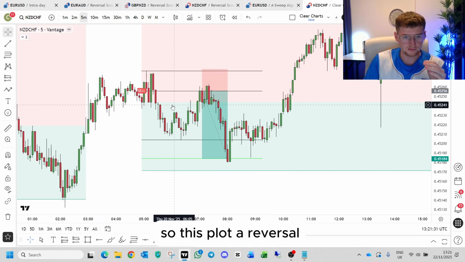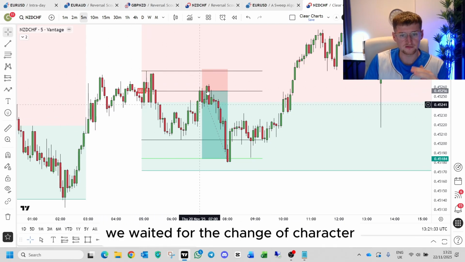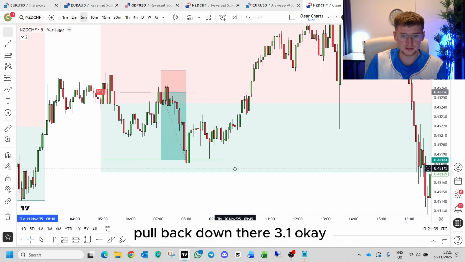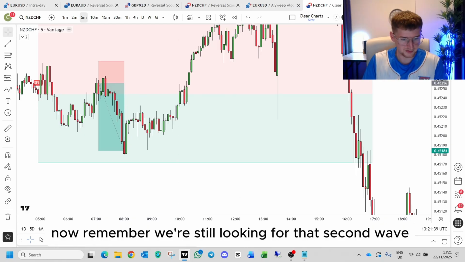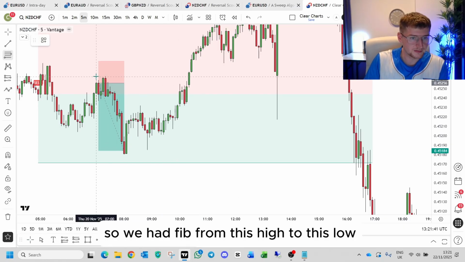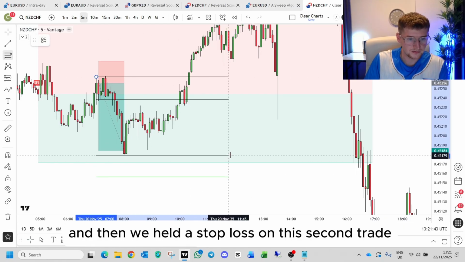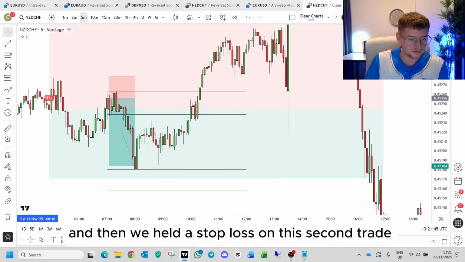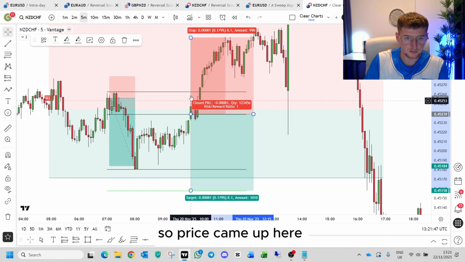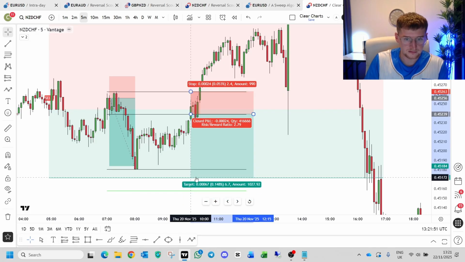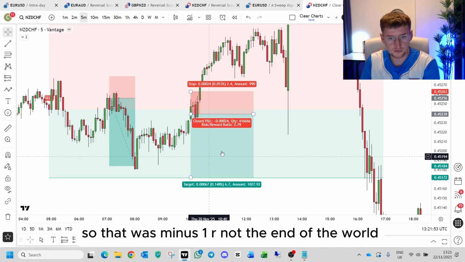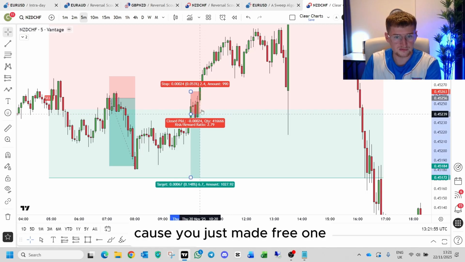Okay, so this plotted a reversal. We waited for the change of character. Pull back down there. 3.1. Okay, cool. Now remember, we're still looking for that second wave. So we had fib from this high to this low, and then we hit the stop loss on this second trade. So price came up here, and we did lose 1R from this, like that. Okay, so that was minus 1R, not the end of the world because we just made 3 of them.